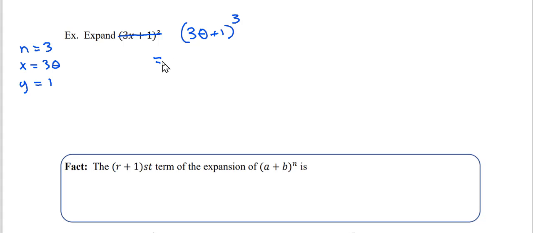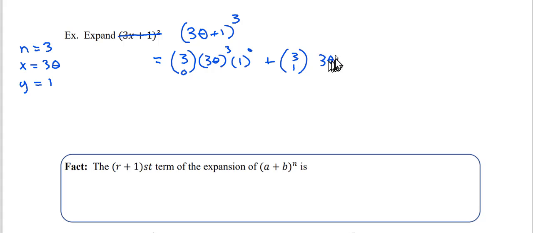So multiplying this out, we get 3 choose 0, 3 theta to the 3rd, 1 to the 0, plus 3 choose 1, 3 theta squared. I'm decreasing my exponents on the 3 theta and increasing my exponent on the 1.